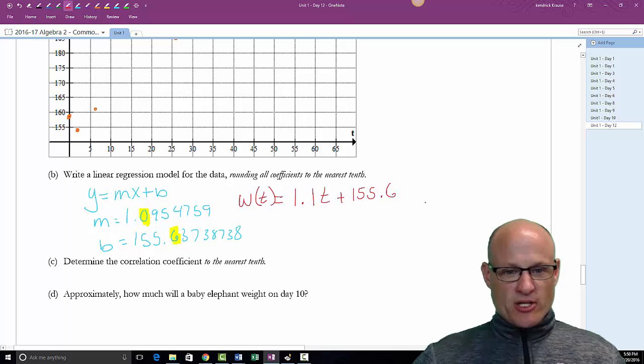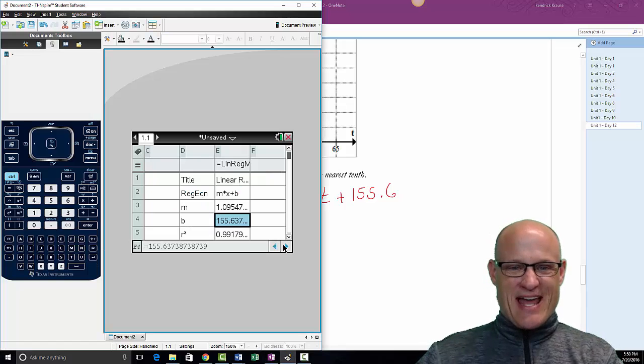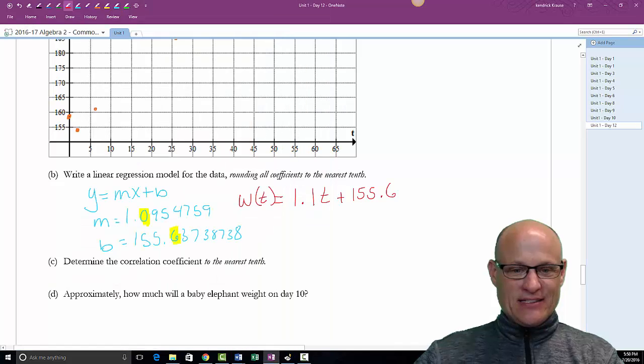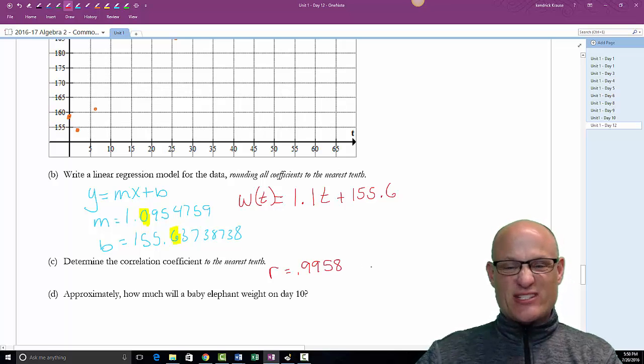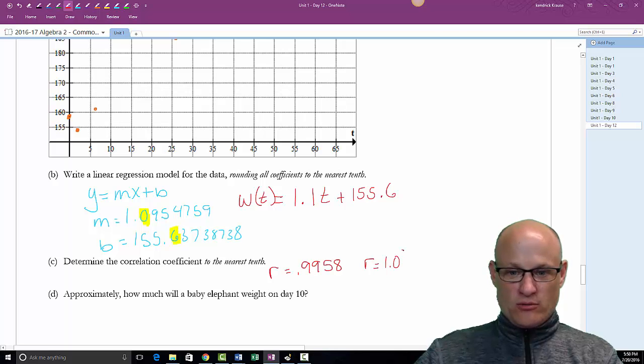Okay. Determine the correlation coefficient to the nearest tenth. Okay, we'll go down. Remember, we're going to look for the r value. Click on that. See how strong that is? 0.9958. So r equals 0.9958. If I had to round that to the nearest tenth, r would be equal to 1.0.